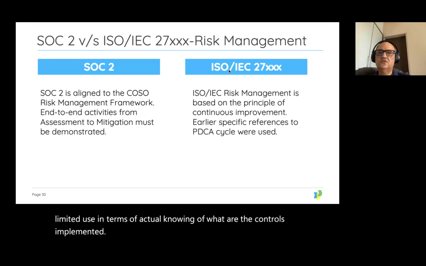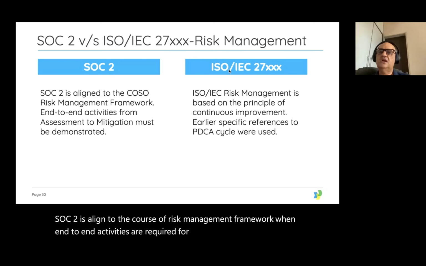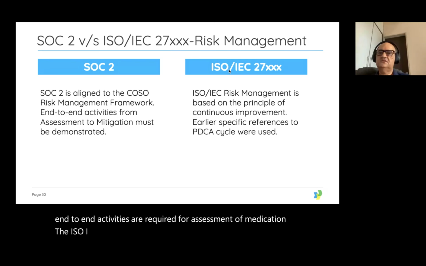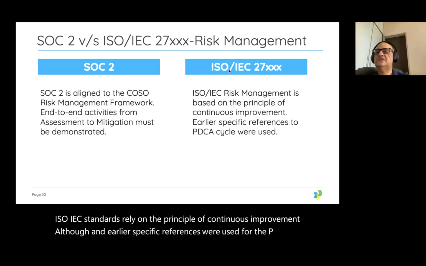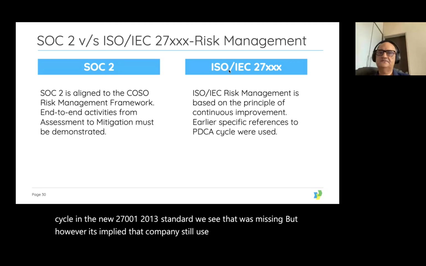SOC 2 is aligned to the COSO risk management framework. When end-to-end activities are required from assessment to mitigation, the ISO IEC standards rely on the principle of continuous improvement, although earlier specific references were used for the PDCA cycle. In the new 27001 standard, we see that was missing. However, it's implied that companies still use it as a PDCA cycle.